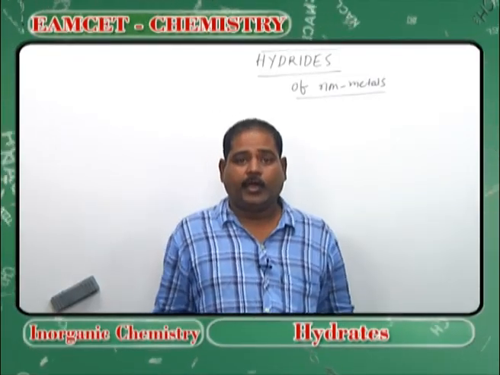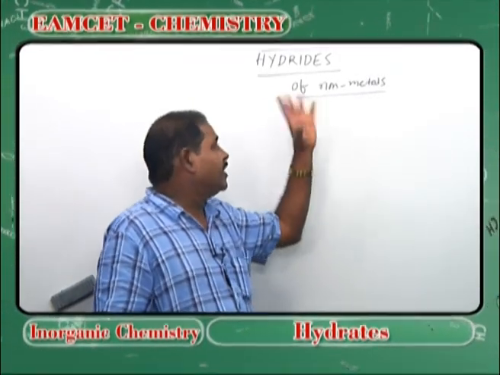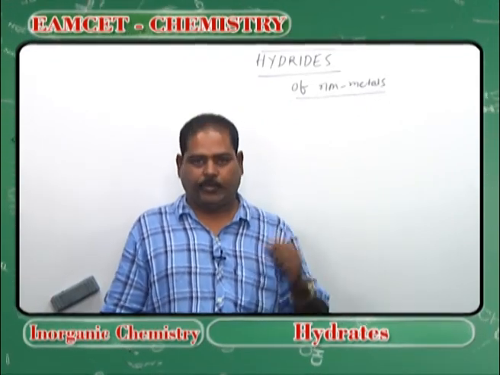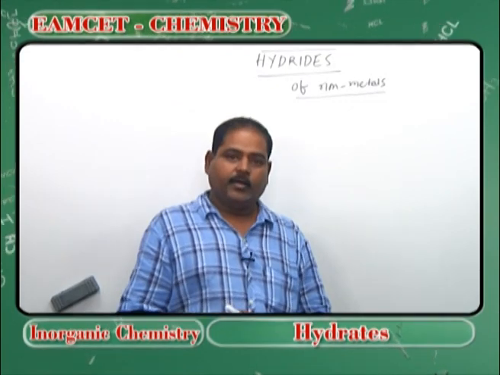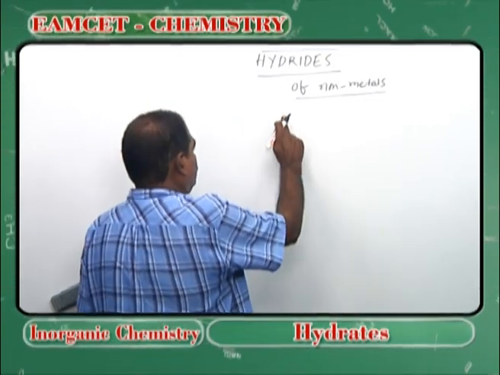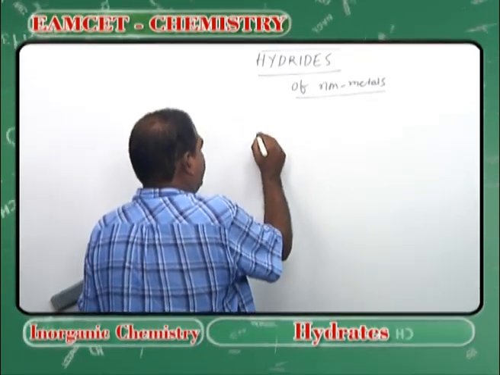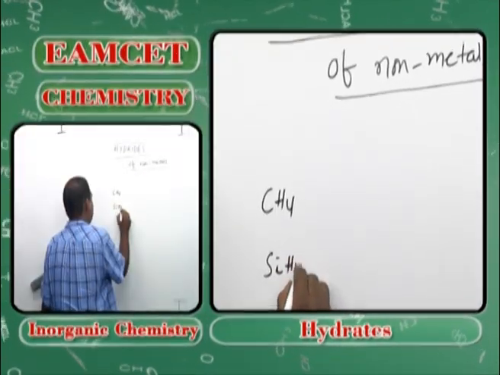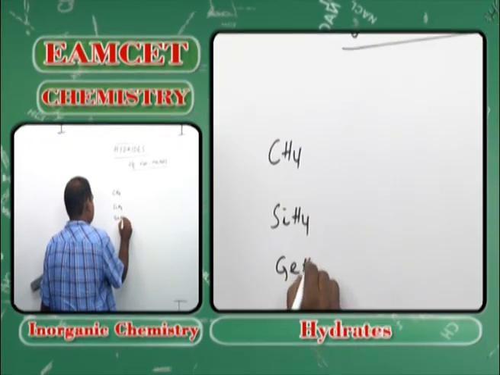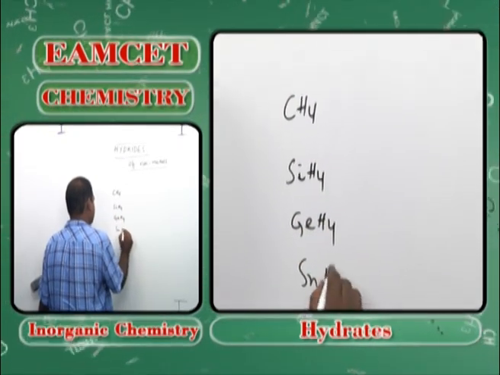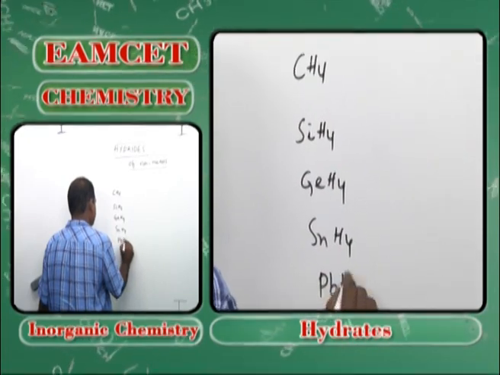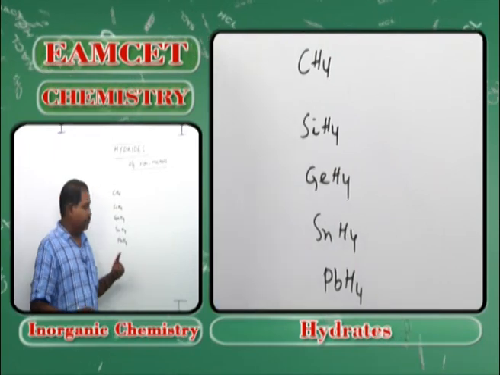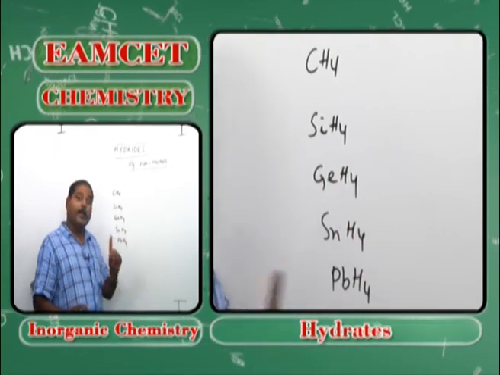Today, let us look at hydrides of non-metals. There are very interesting questions on this particular topic. Look at these hydrides of the fourth group: CH4, SiH4, GeH4, SnH4 and PbH4. Methane, silane, germane, stannane, plumbane.